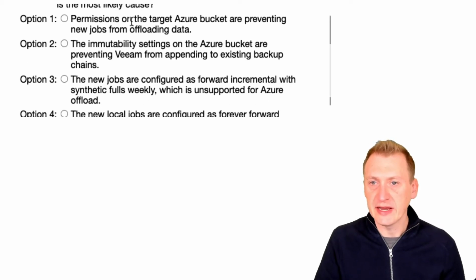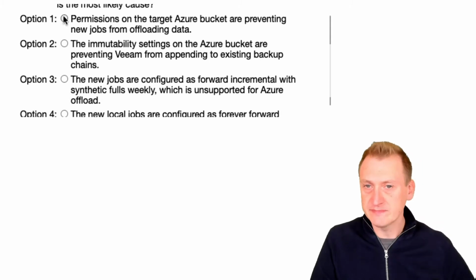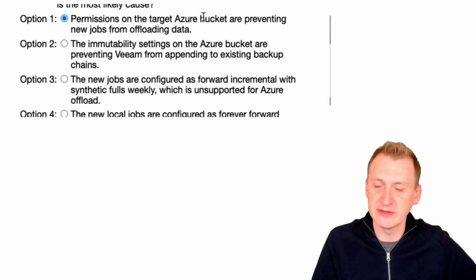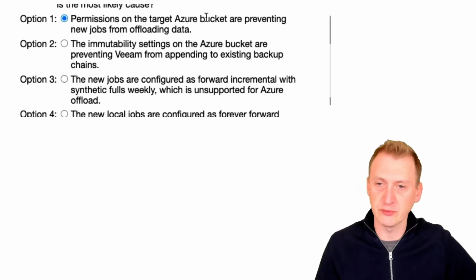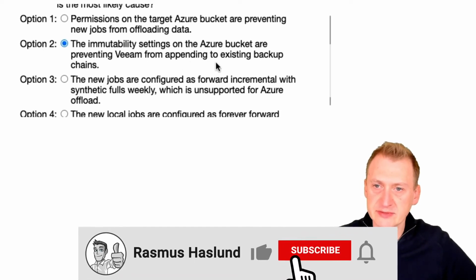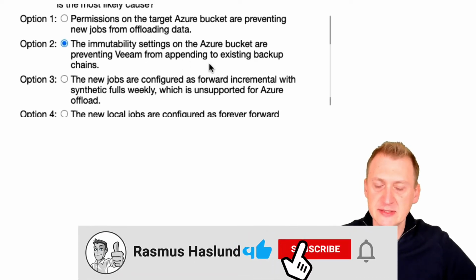Permissions on the target Azure bucket are preventing new jobs. I don't think that, because it says bucket. So if it was a permissions issue, it should be across the board. Immutability settings on the Azure bucket preventing me from appending to existing backup chains.